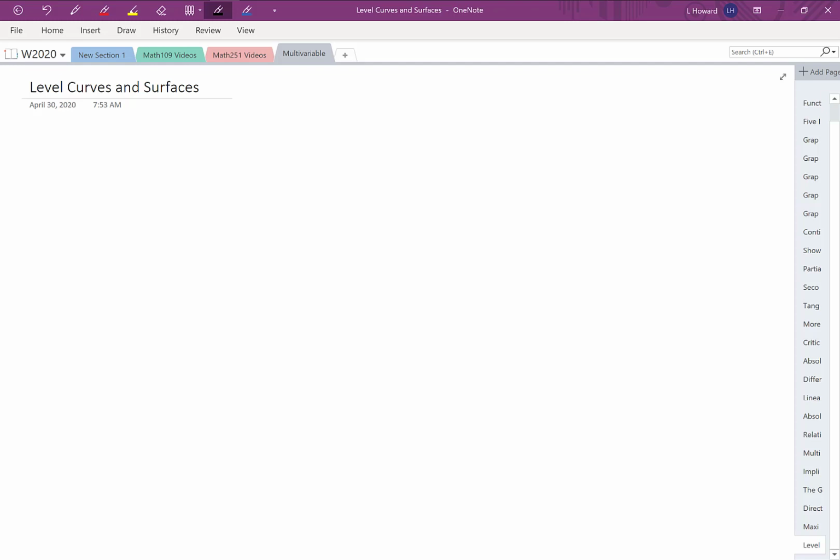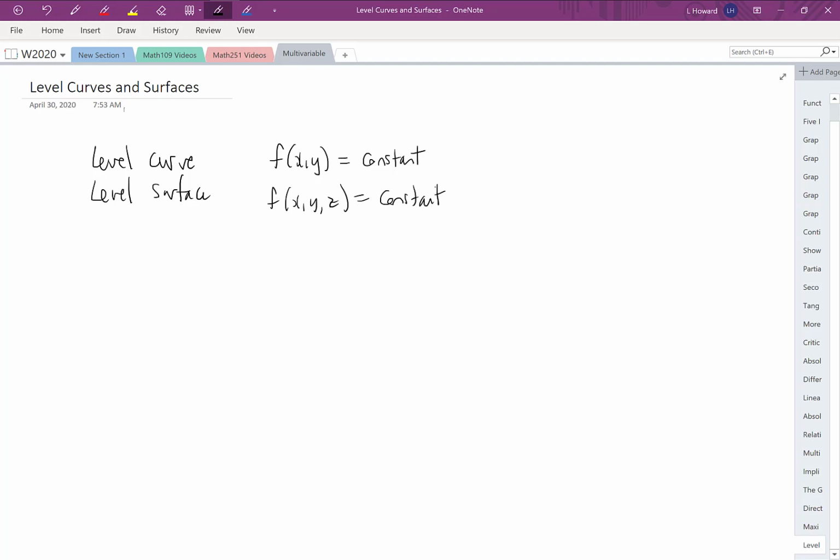In this video, we're going to talk about level curves and surfaces. So let's start by defining what a level curve and a level surface is. A level curve is just an equation involving x and y, any kind of expression involving x and y equal to a constant. And a level surface is any function of x, y, and z equal to a constant. What's important is that you've got a constant on the right side.